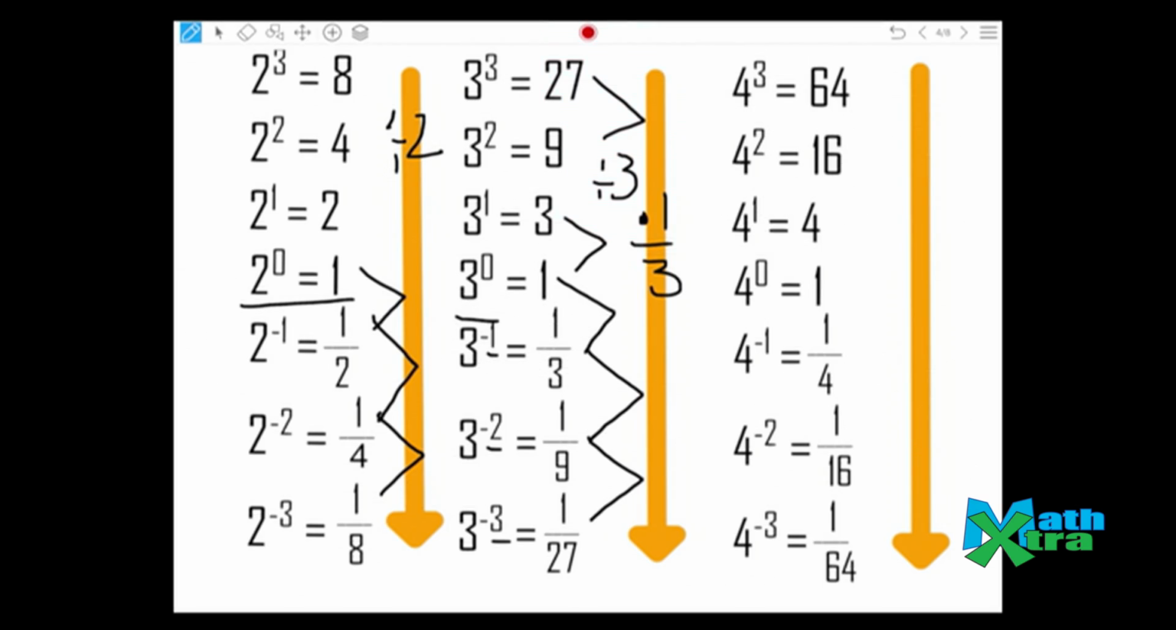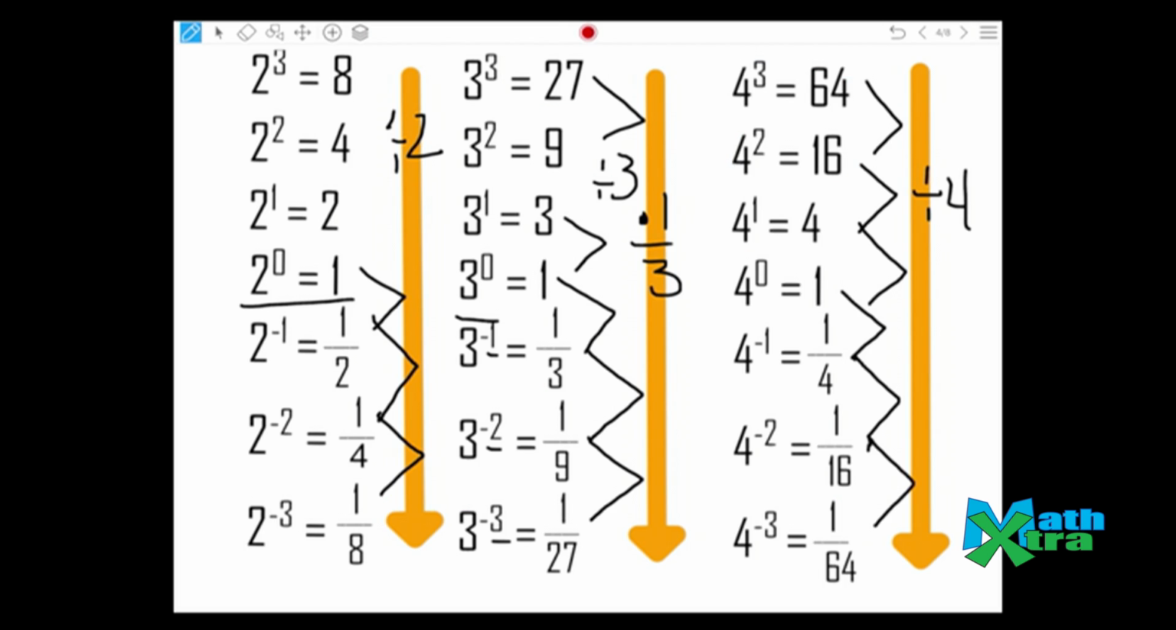Now let's look at the last column. So yes, on the last episode, we said, again, we are moving down the power. And if we move down the power, we're dividing by 4 or multiplying by 1/4. So 1 divided by 4 is 1/4. 1/4 divided by 4 is 1/16. And then 1/16 divided by 4 is going to give you 1/64. So again, as we move down the power, we are dividing by the base.